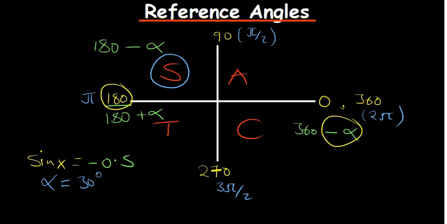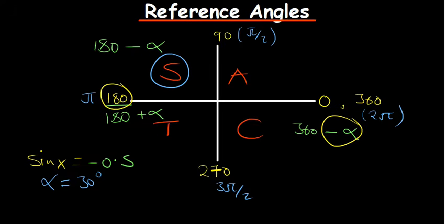So therefore, where do we expect sine to be negative? Obviously we know it's going to be negative in the third and the fourth, because in the first, they are all positive. In the second, sine is positive. So it's going to be negative in the other two quadrants.